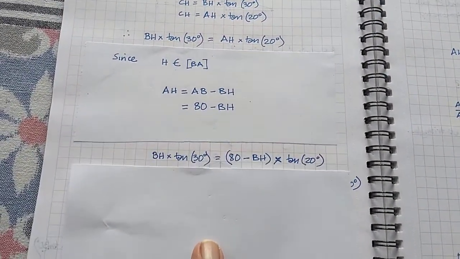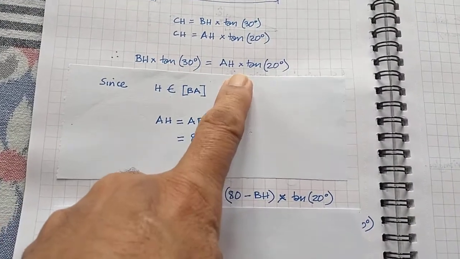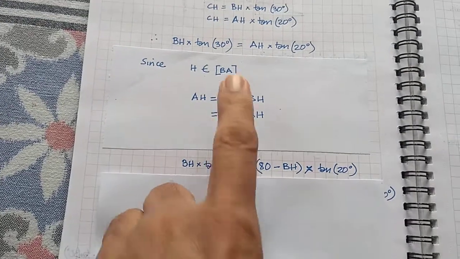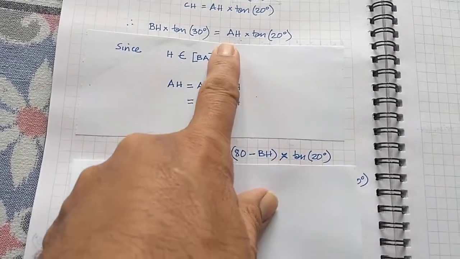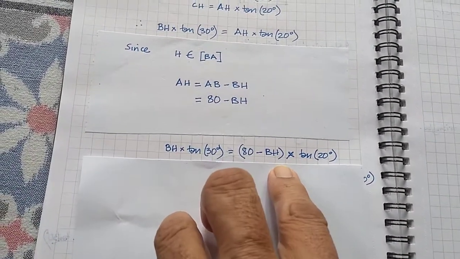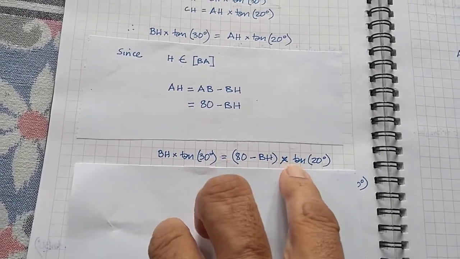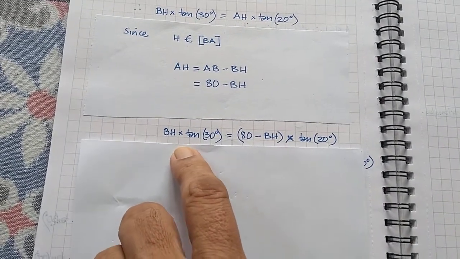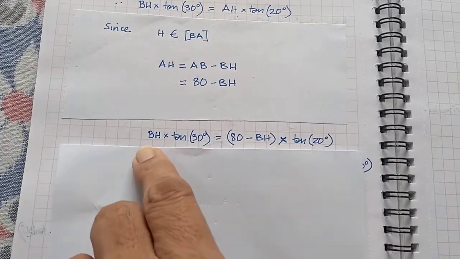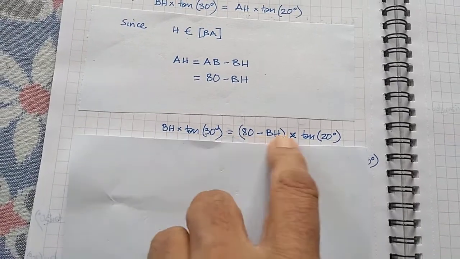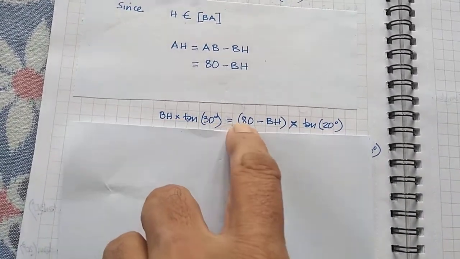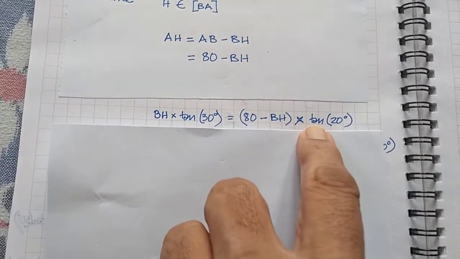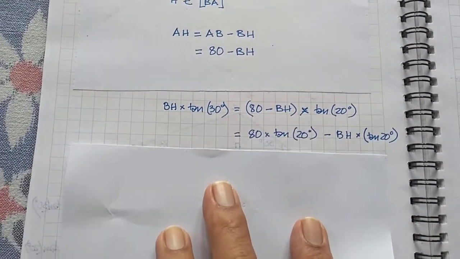So then we replace it in this equation. AH we replace with this. So we say BH into tan 30, that is already there. This side AH I replace by (80 minus BH) in brackets into tan 20. So what do you see in this equation? You see something very interesting. This equation now only has one unknown, that is BH. Everything else we know. 80 we know, tan 30 we can look up on the calculator, tan 20 we can look up on the calculator.